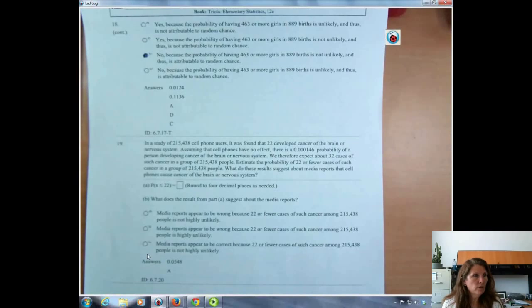All right, in a study of 215,438 cell phone users, it was found that 22 developed cancer of the brain or nervous system. Assuming that cell phones have no effect, there is a 0.000146 probability of a person developing cancer of the brain or nervous system. We therefore expect about 32 cases of such cancer in a group of that many people. Estimate the probability of 22 or fewer cases of such cancer in a group of that many people.